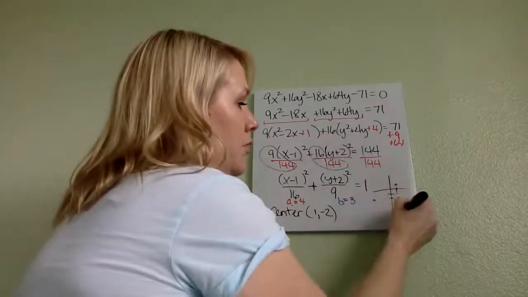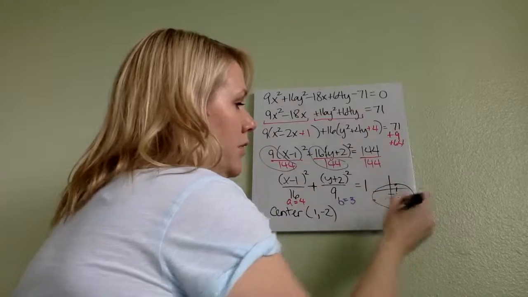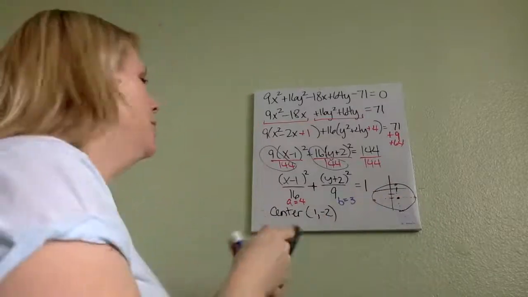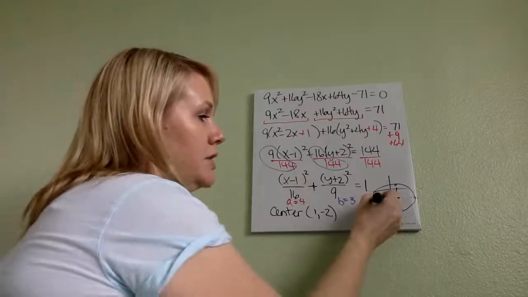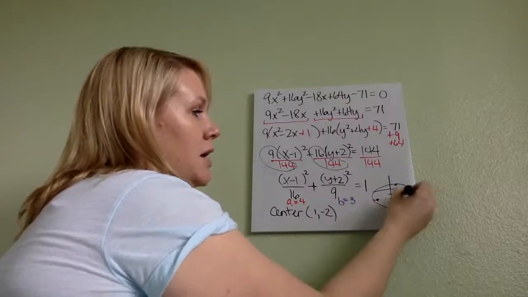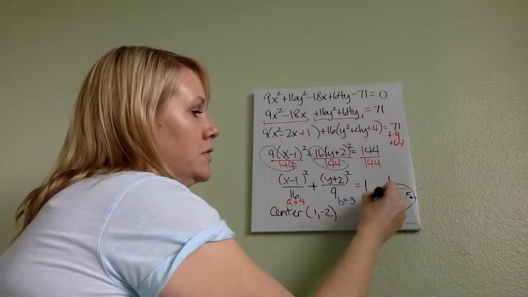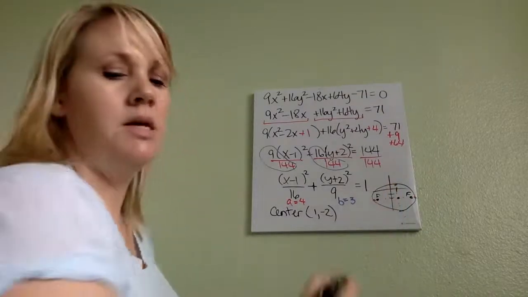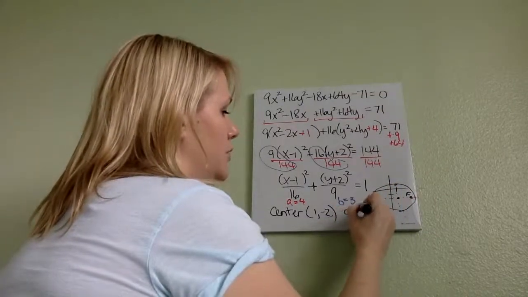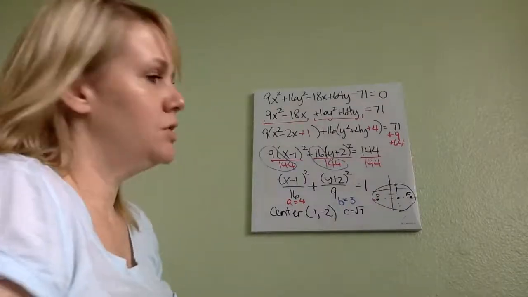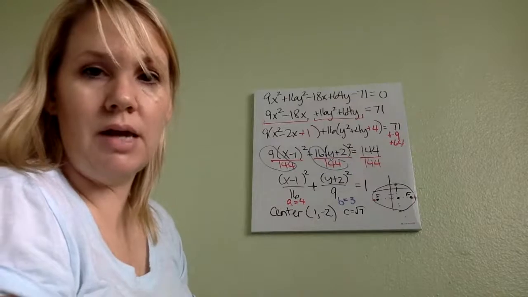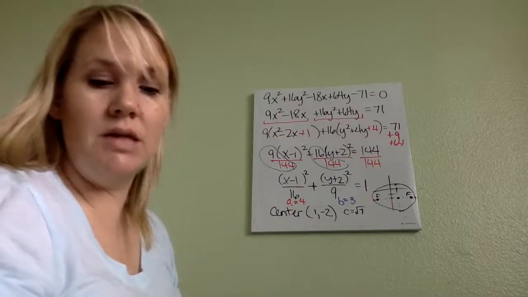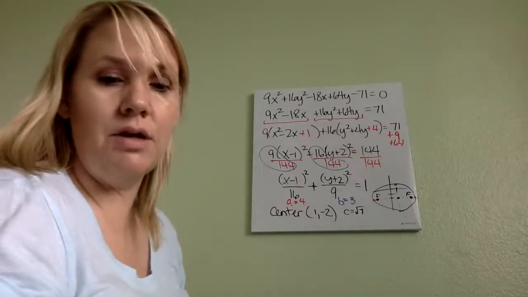And then remember that your foci, that's ugly, it's a very rough sketch, guys. Remember that your foci would be just inside on the major axis. You would have your focal points, and in this case, C is the square root of 7. So I would take 1 plus the square root of 7 to get to the focal point on the right, and 1 minus the square root of 7 to get to the focal point on the left.